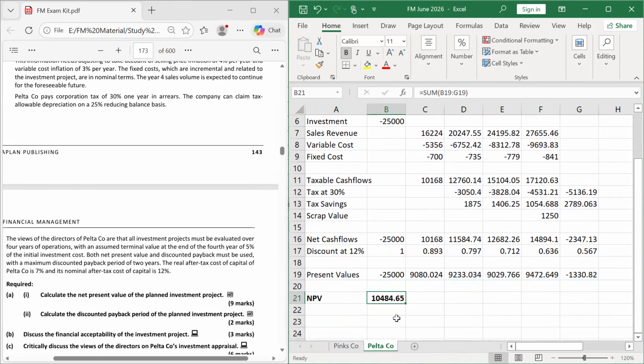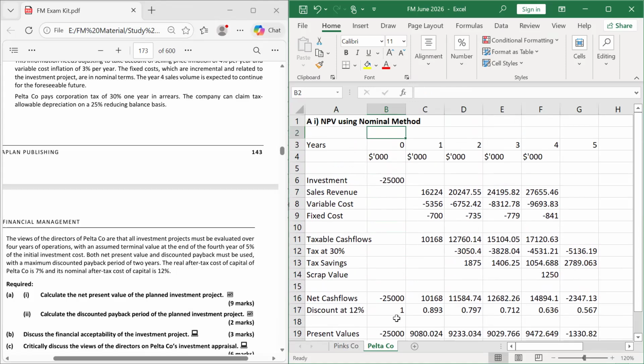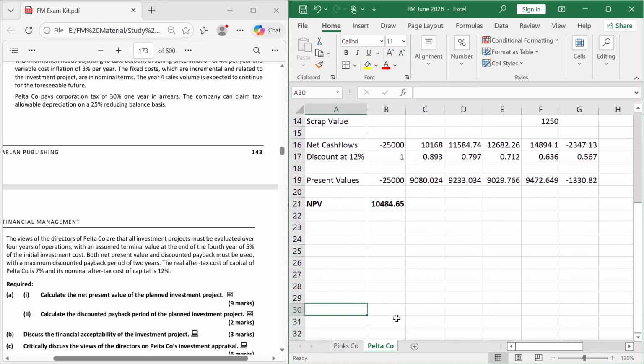Okay, so the question was very simple. You just need to be aware of the fact that because the tax payment is in arrears, year one tax will be shown in year two, year two tax in year three, year three tax in year four, and year four tax in year five, and the savings as well. So that was part A.